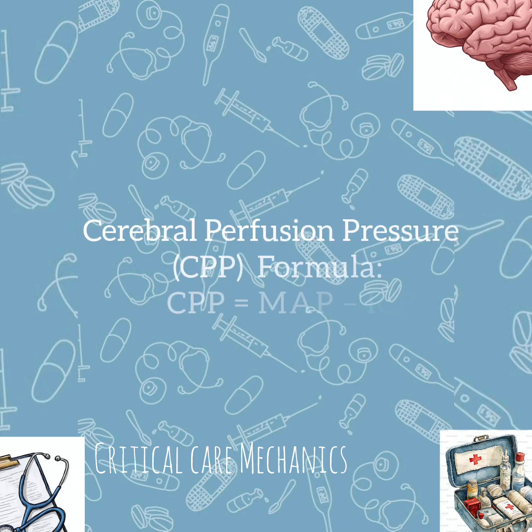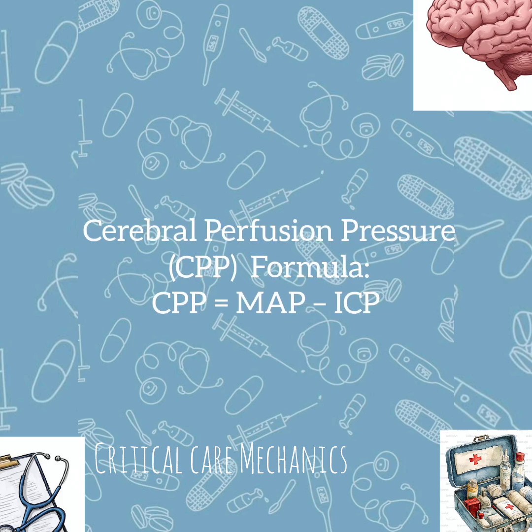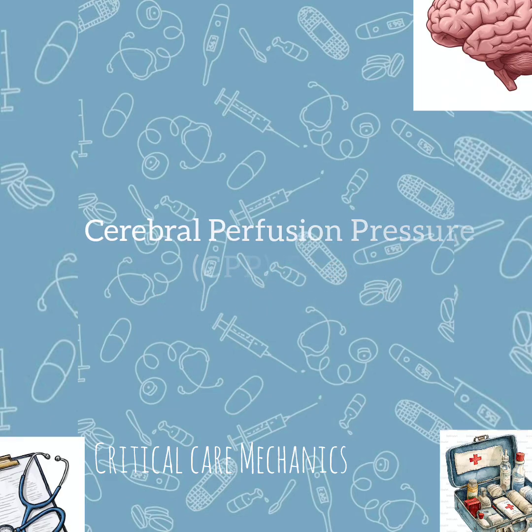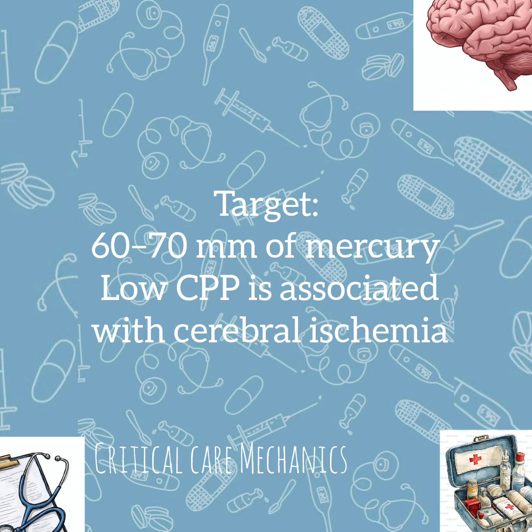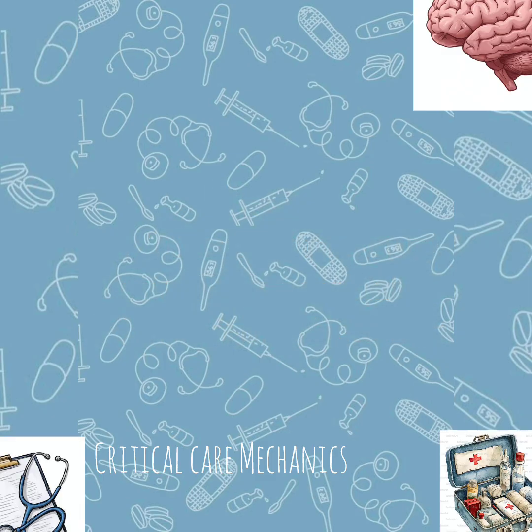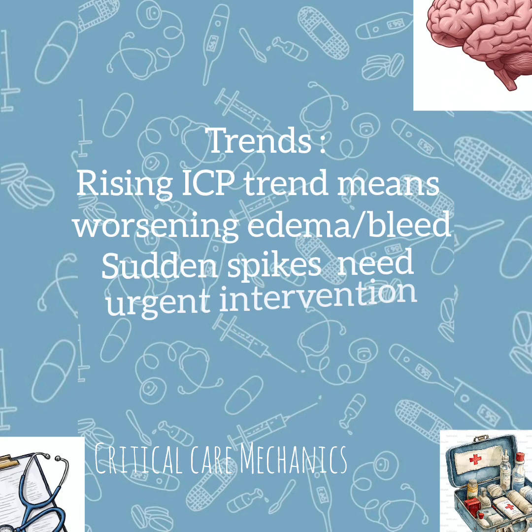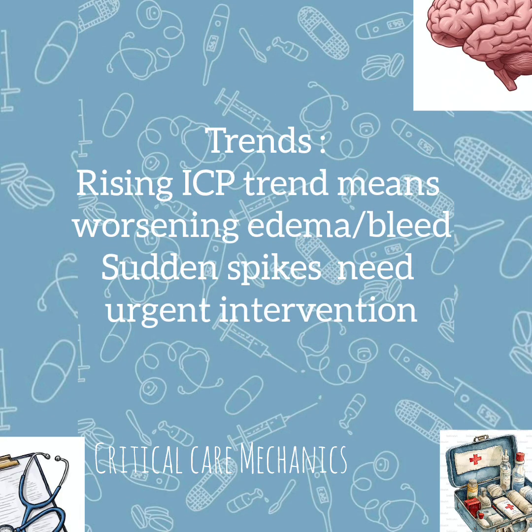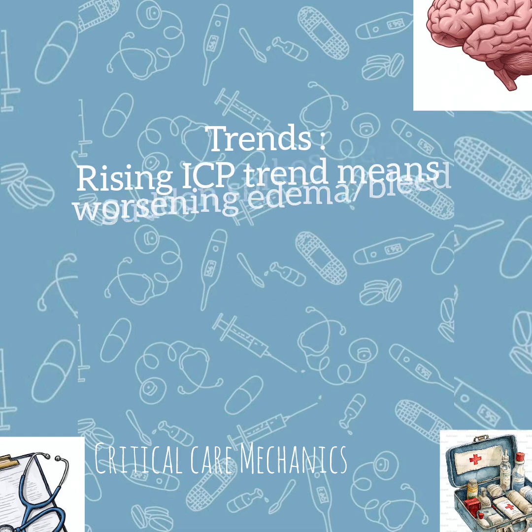2. Cerebral perfusion pressure, CPP. Formula: cerebral perfusion pressure equals mean arterial pressure minus intracranial pressure. CPP equals MAP minus ICP. Target: 60 to 70 mm of mercury. Low CPP is associated with cerebral ischemia. 3. Trends are more important than a single value. A rising ICP trend means worsening edema or bleed.